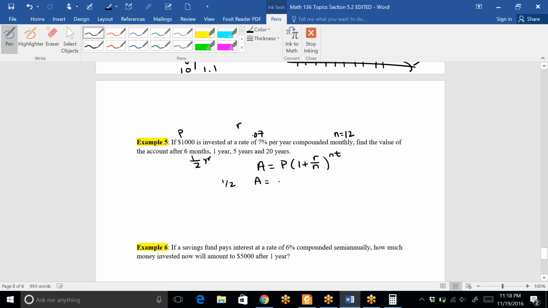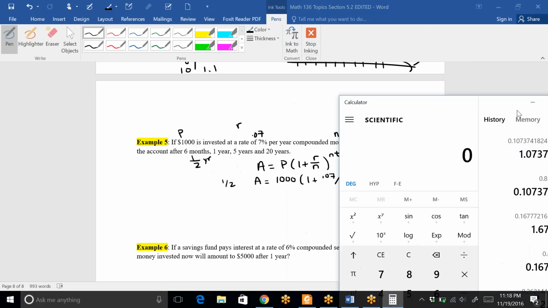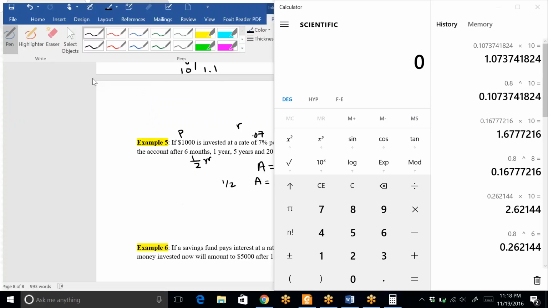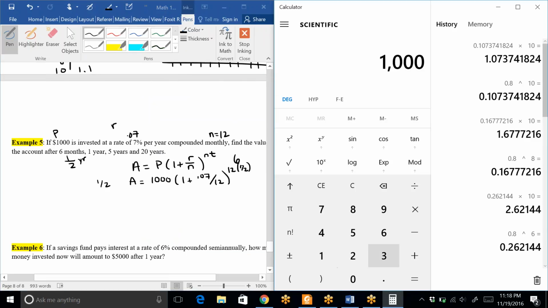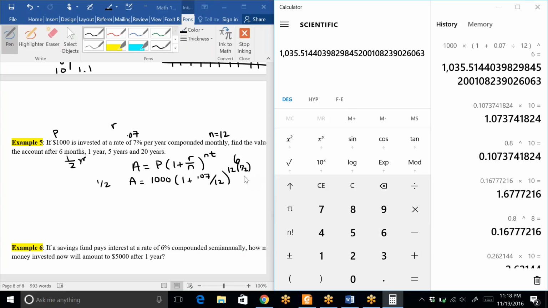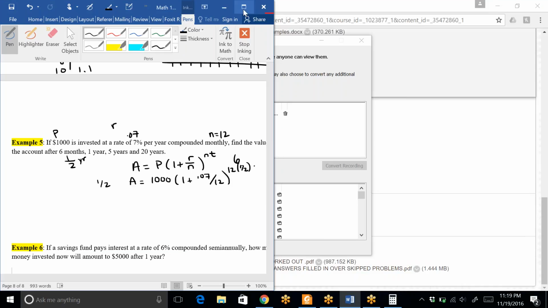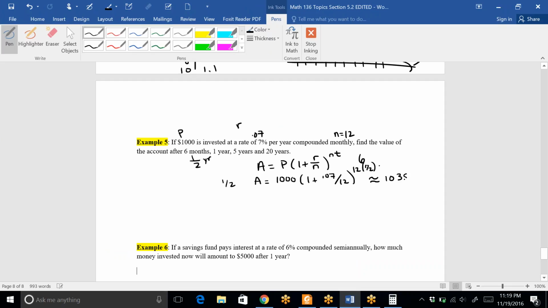So we're just going to do these one at a time. So this would be 1,000 times 1 plus 0.07 divided by 12 to the 12 times a half. I always find out this power first before typing it in my calculator. That's 6. So then when we type it in with the parentheses, just like you see, this would be 1,000 times parentheses 1 plus 0.07 divided by 12, close parentheses, to the power of 6. That's approximately $1,035.51. And you would need to put a dollar sign on that since that is money.